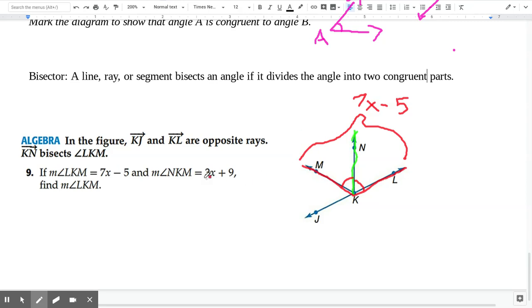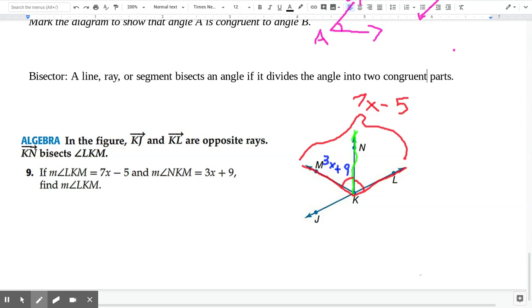And now we are given that measure of angle NKM is 3x plus 9. That would be from N to K to M. That would be this angle over here. So the measurement in here is 3x plus 9. And for small angle measurements, we can just write them inside. We don't have to put the big swoop to show that span. It's understood. Okay, so that's all the information you were given.